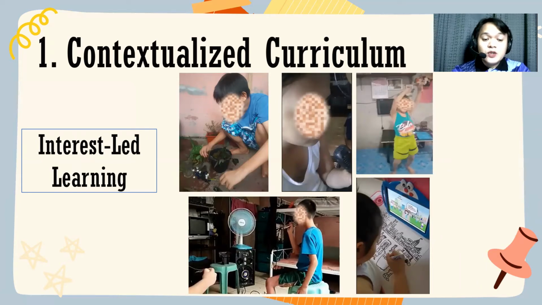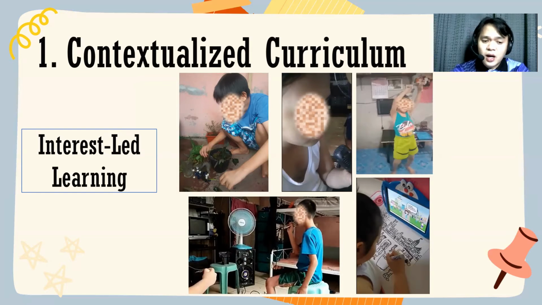The other way of contextualizing our curriculum is through interest-led learning. So what is interest-led learning? Interest-led learning is letting the child's interest lead the learning process. This is based on the principle that students will learn best what interests them most. Parents were encouraged to add some additional learning objectives that are aligned to the interest of the students. Teachers and parents will collaboratively choose different objectives in this type of learning.